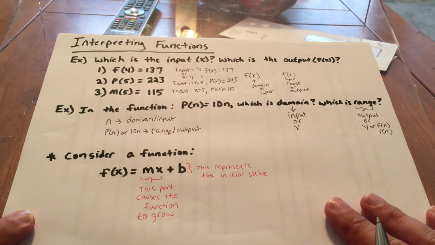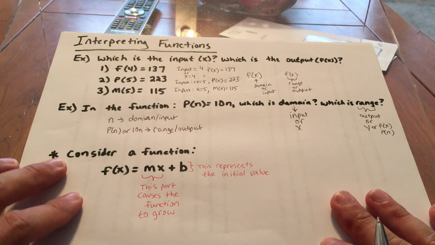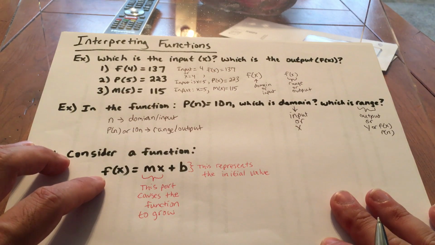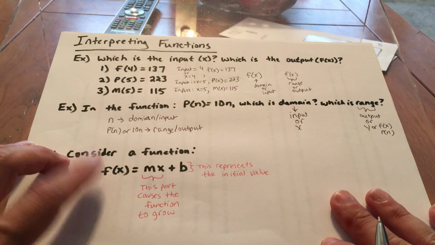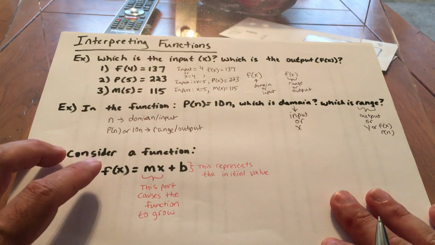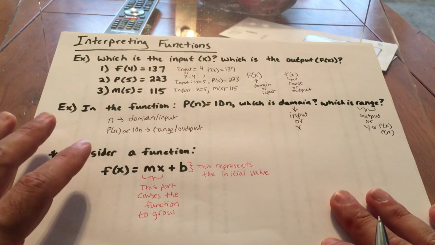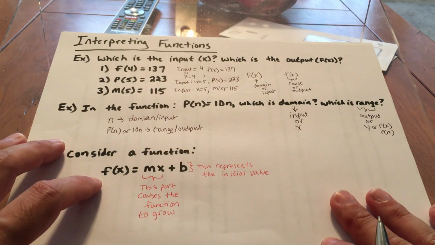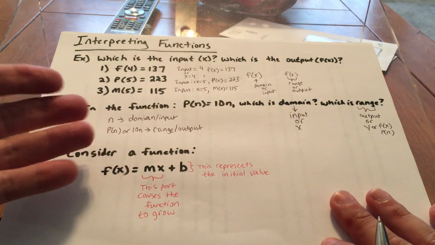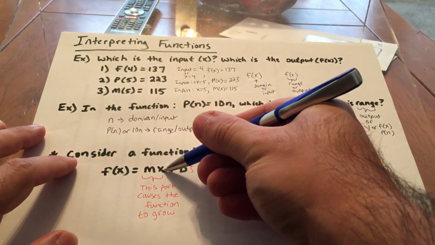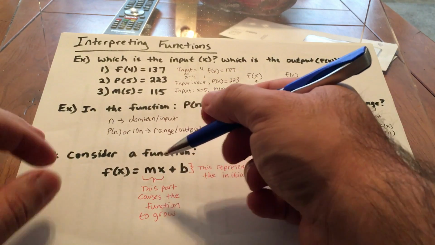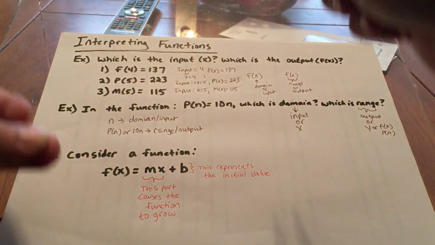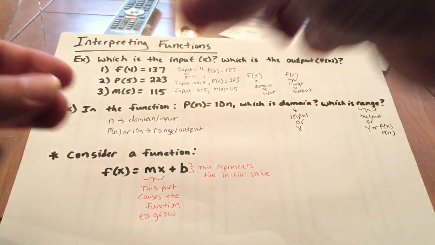All right, and finally on the bottom part here, let's consider a function. This is the general form of a linear function. In class we've been using y equals mx plus b, but f of x equals mx plus b is the same thing. It's just with a different notation. So notice here, if we have a function like that, this mx part, the m times x, this is the part that makes the function grow. This is the part that causes the line to slope up and down, causes it to grow.